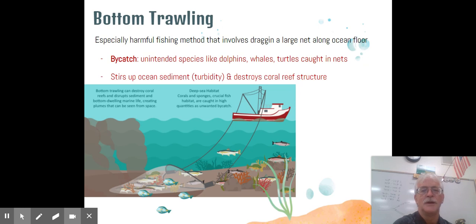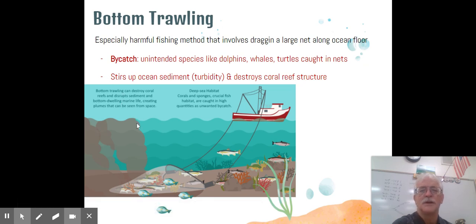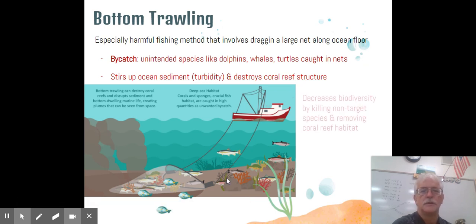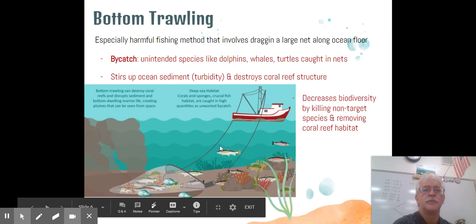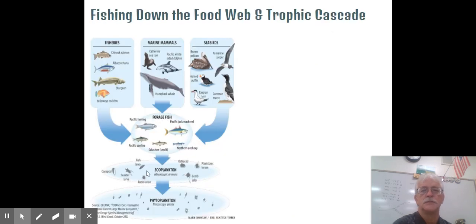The other problem is you can actually see from satellite images the plume of dust or mud that is going up. You can actually see the increase in turbidity in the ocean. The other thing is it destroys everything on the bottom: the coral reefs, the rocks, everything. It decreases the biodiversity by killing non-target fish and removing habitats.